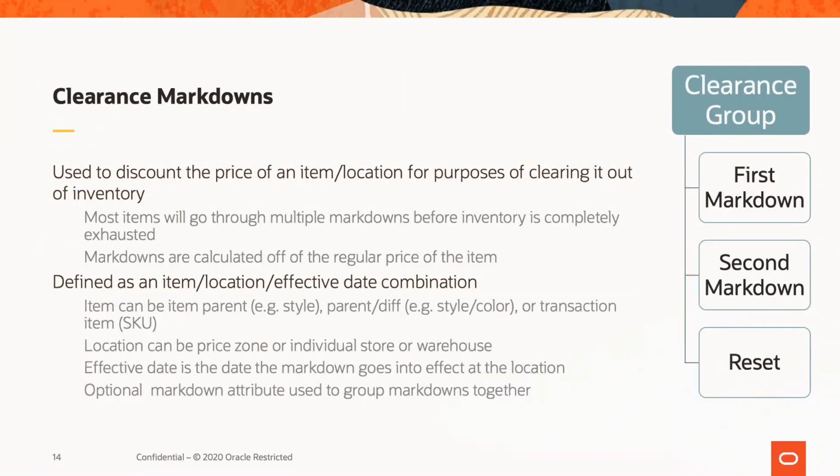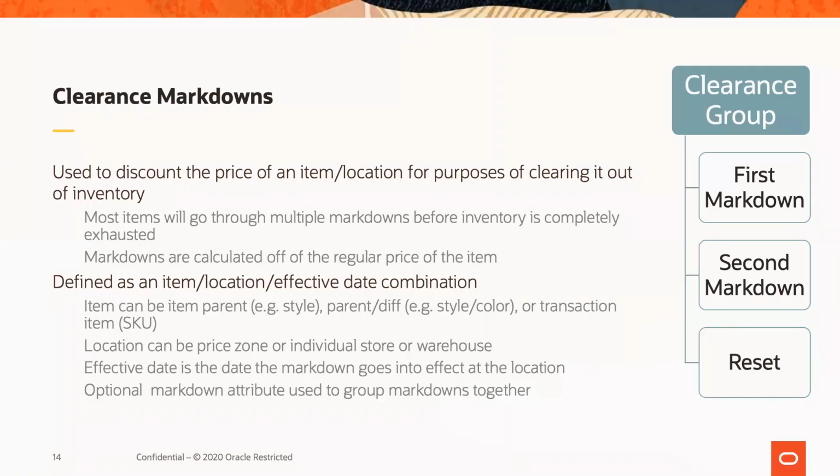Similar for clearance markdowns, we also have this grouping capability, and it works very similarly and is set up similarly to regular price changes. One difference with clearance is that it does have the ability to have multiple markdowns for an item within a group, so you can have that visibility within the solution to the different markdown cadences that you have set up for your items.